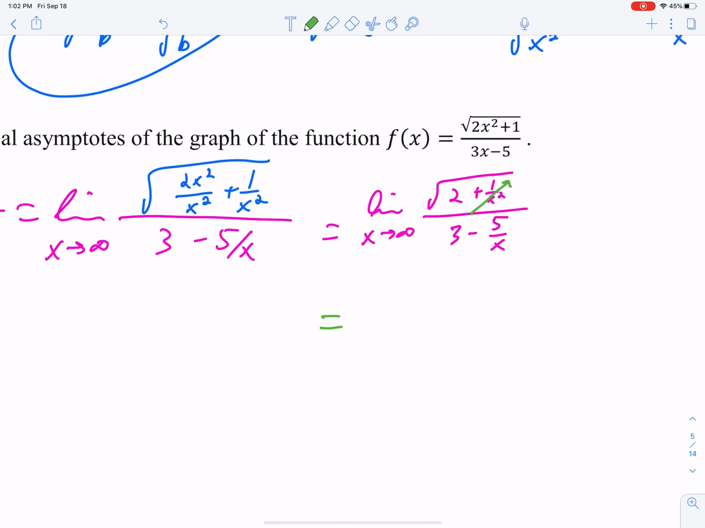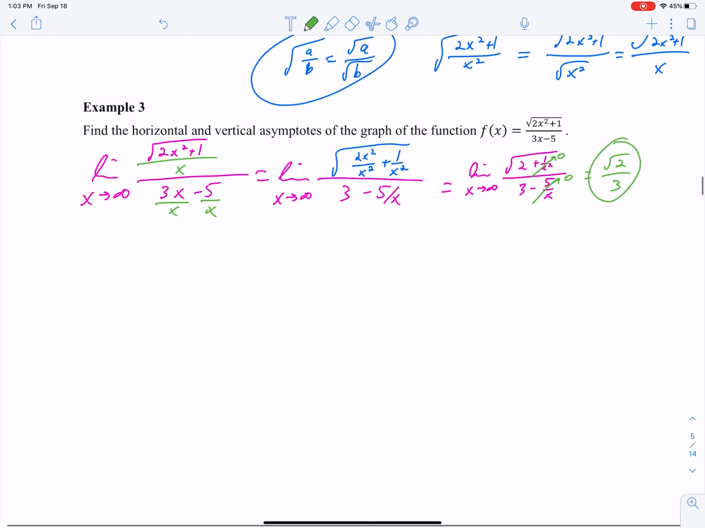So look, this will go to 0, right? The denominator's getting huge. 5 over x also goes to 0 as we apply the limit as x approaches infinity. So all that's left over is radical 2 over 3. So there we go.